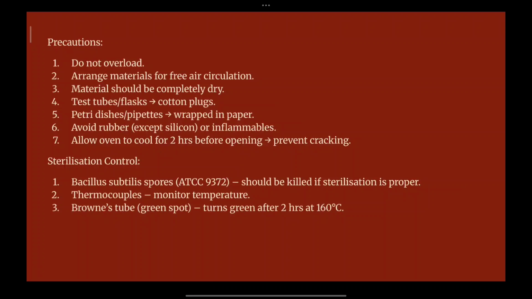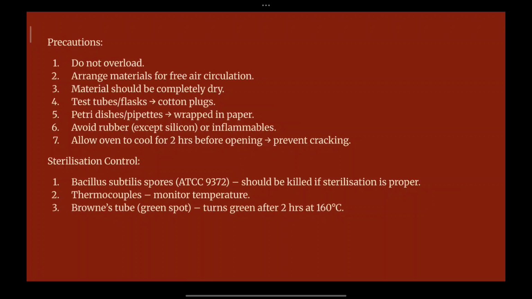Secondly, arrange the materials for free air circulation. Since the air is being circulated through the fans, the arrangement should be in such a way that the air circulation is easy. The third precaution is that material should be completely dry and there should not be any water molecule present inside. If a water molecule is present, then the sterilization is not possible and the microbes can be there in the water, which can lead to improper sterilization.